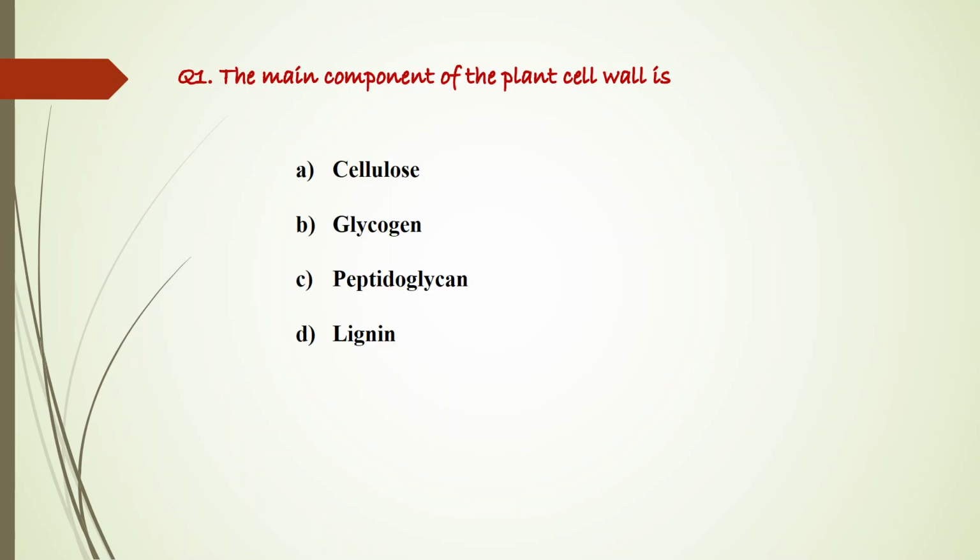So this is the first question of today's session. Question number 1 is stating that the main component of the plant cell wall is what? There are 4 options. A is cellulose, B is glycogen, C is peptidoglycan, and D is lignin. You have to select the main component for the plant cell wall. I think all of you already know this answer. If any of you can, please write your answer in the chat box and then I will show you the correct answer for this one.